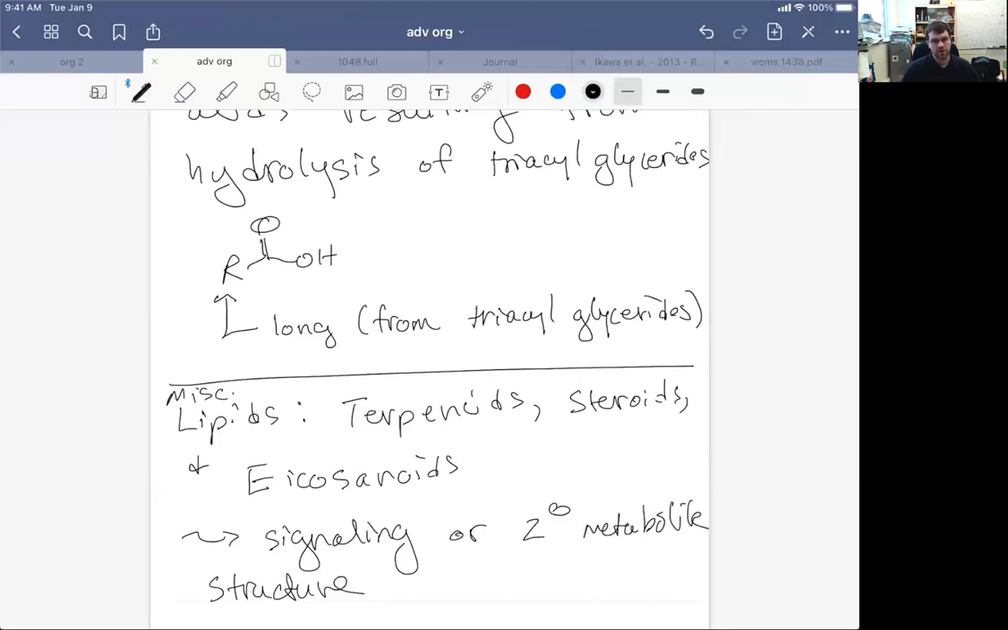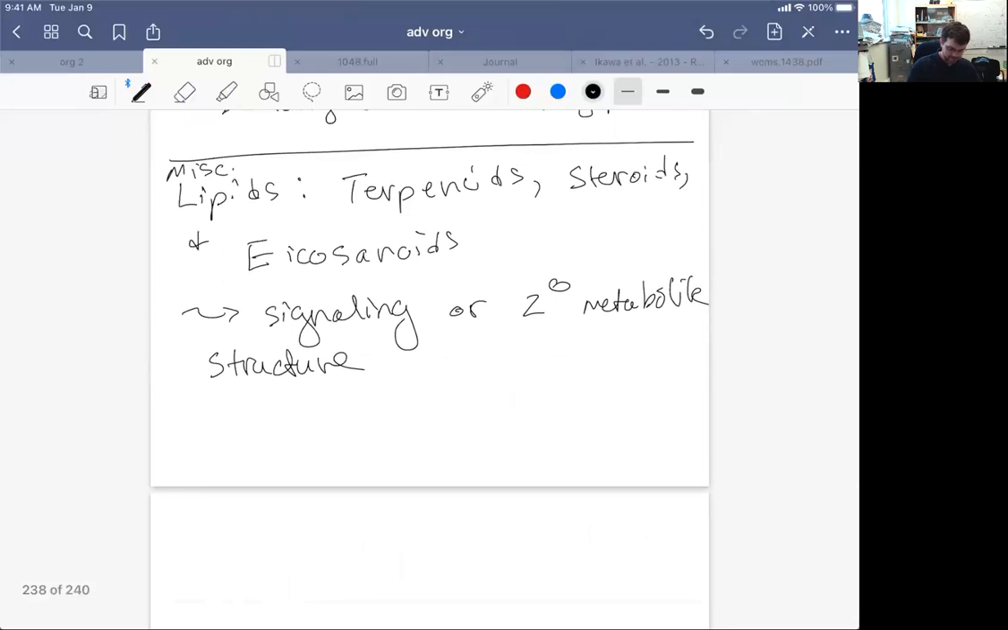Here, these are molecules that are used for other purposes like signaling, like hormones and steroids. Icosanoids fall into that category too, or secondary metabolites, which are sometimes defense mechanisms for survival. These are natural products that we study. So let's get into terpenes really quick.